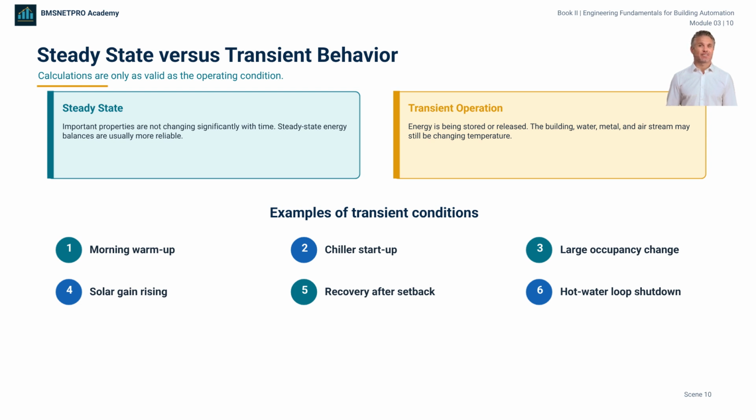During these conditions, the building mass, water, metal, and airstream may still be changing temperature. A coil or plant can appear out of balance because energy is being stored or released inside the boundary. So before you judge the numbers, ask, is the system stable enough for this calculation? If not, trend longer, wait for stabilization, or clearly state that the calculation is only a snapshot.